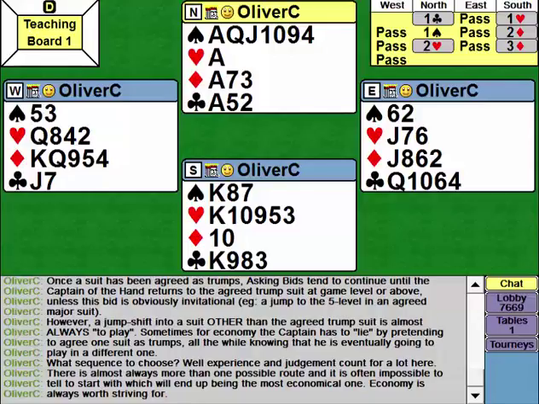And sometimes with the cheaper sequence, you don't get quite as precise a response or a precise degree of knowledge about partner's hand. And experience will decide which one you choose.